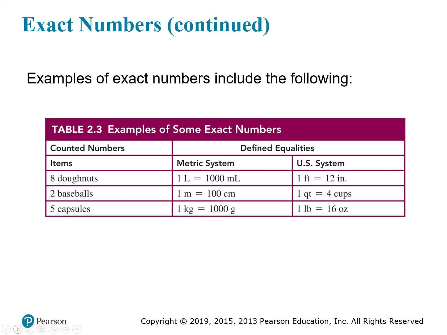Here's some more examples of exact numbers. So things that you count, and then defined equalities. These equalities are going to come back a little bit later on in Chapter 2. We're going to talk about how to write equalities and things like that. Just remember that they are exact numbers.